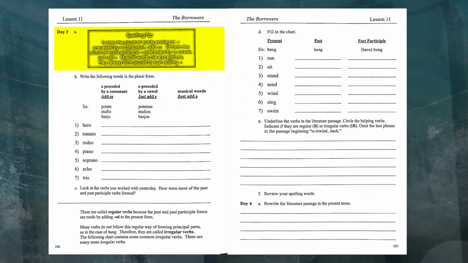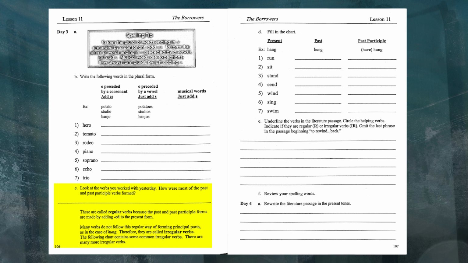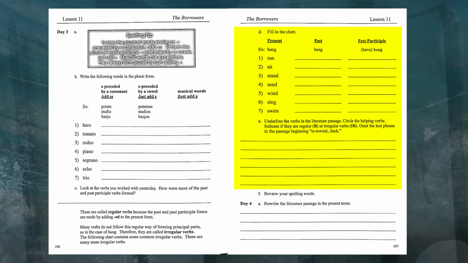Wednesday, spelling again. Read about when to change a word ending in O with a plural S or ES. Complete the exercise. Look at the verbs from yesterday. Discuss regular and irregular verbs in the past tense. Complete the exercise and review your spelling list.